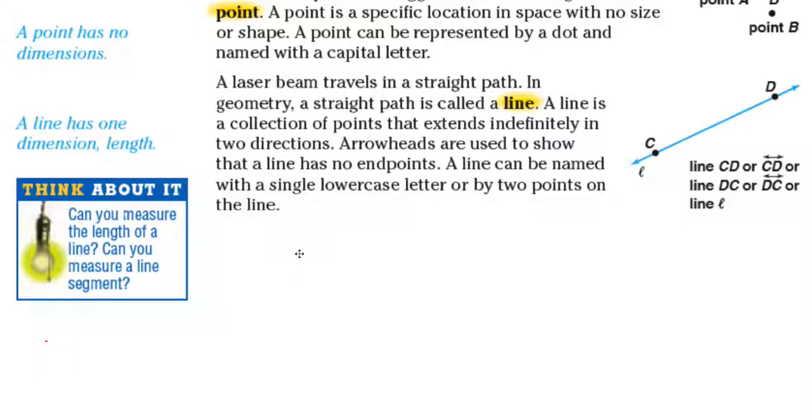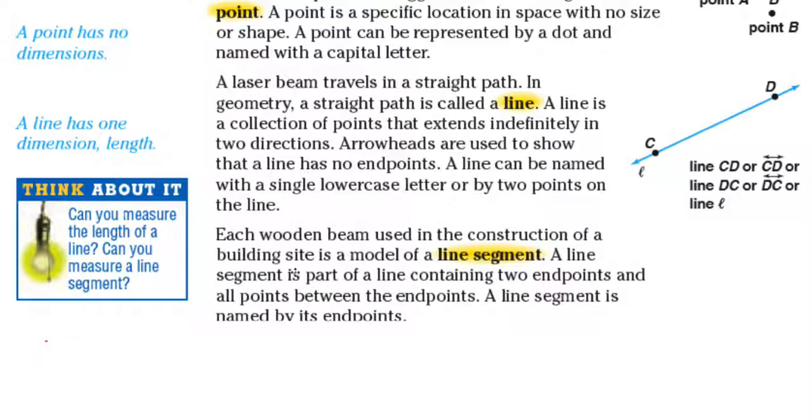Let's take a look at the definition of a segment. Each wooden beam used in the construction of a building site is a model of a line segment. A line segment is part of a line containing two endpoints and all points between the endpoints. A line segment is named by its endpoints. This is segment EF, and when you name a segment, you write the two capital letters, the two endpoints EF, and a segment symbol on top.